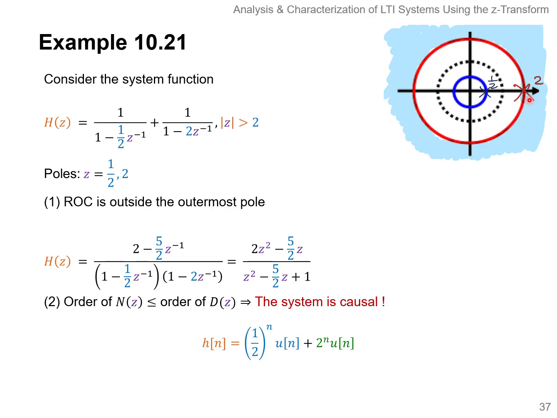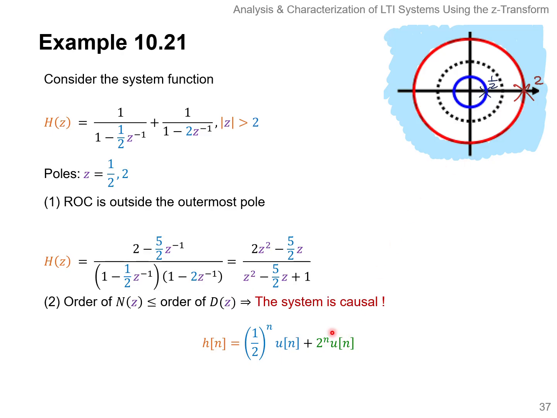First, we find the poles. The poles are at 1, half, and at 2. Next, we check the ROC. The ROC is outside the outermost pole, the pole at 2. This matches the condition for a causal system.